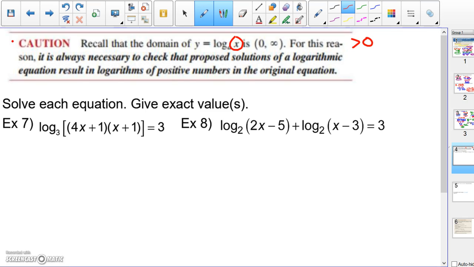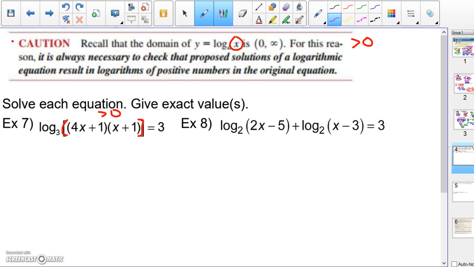Solve each equation, give the exact value or values. Example 7: we're going to have to make sure and double check that this thing inside here is greater than 0, and let's wait and do that at the end. Let's go ahead and solve it first.